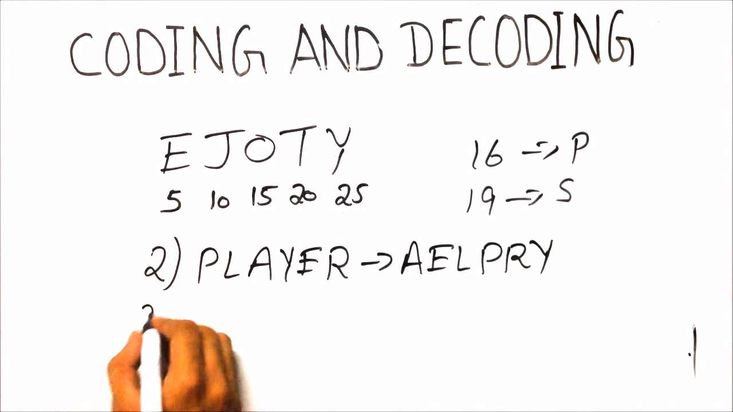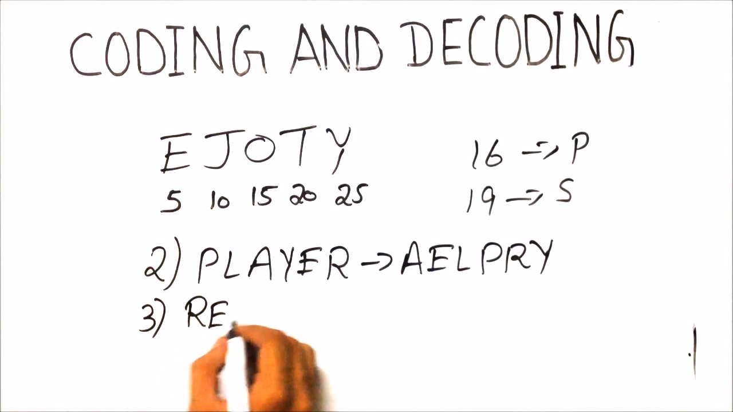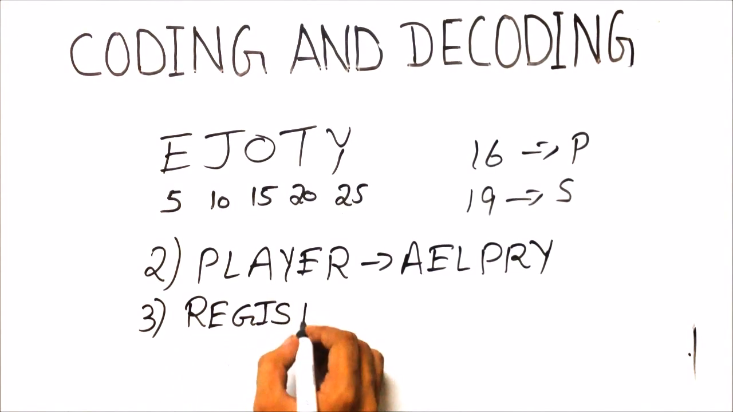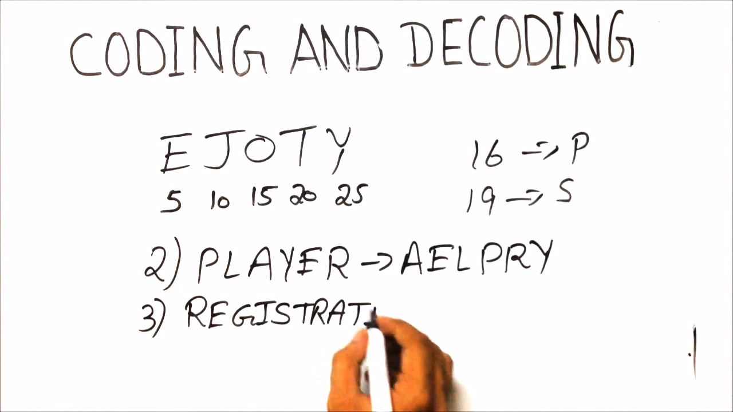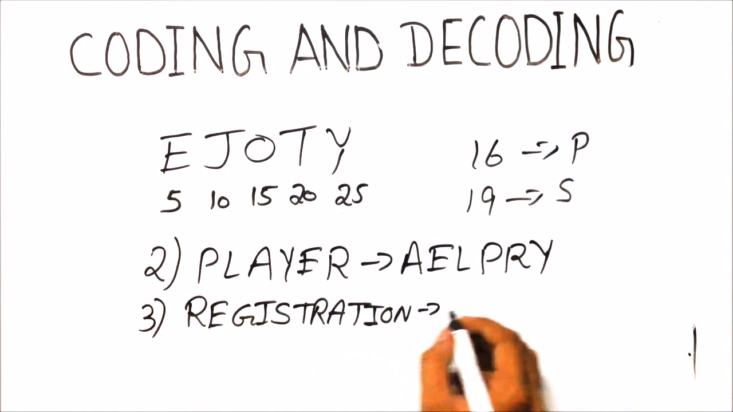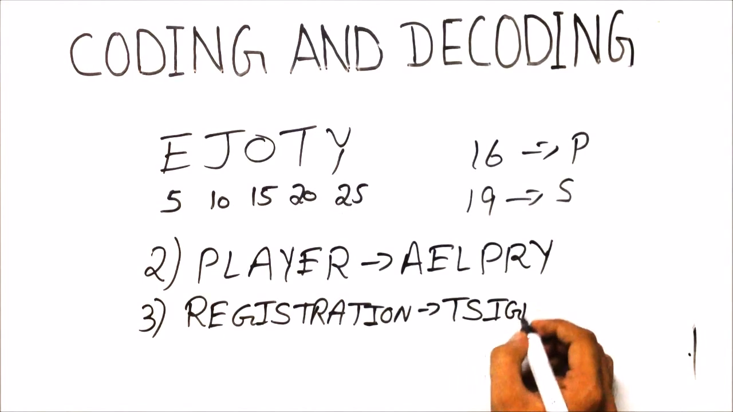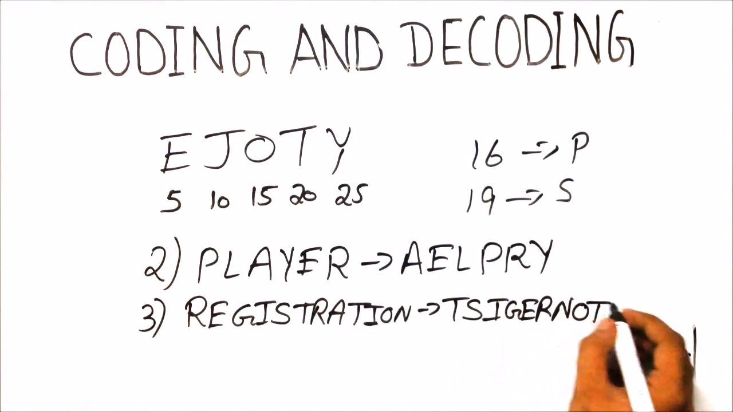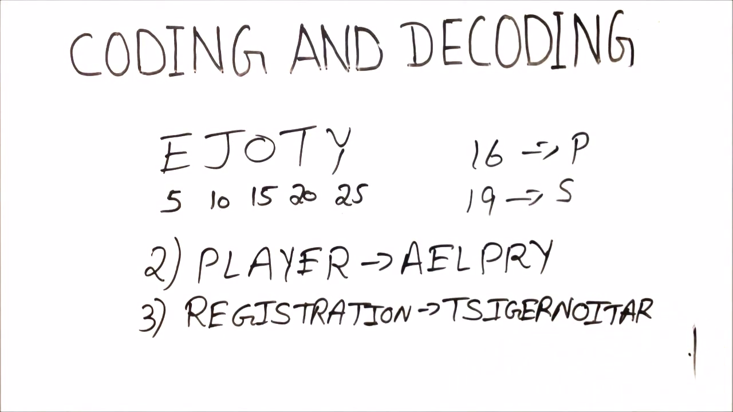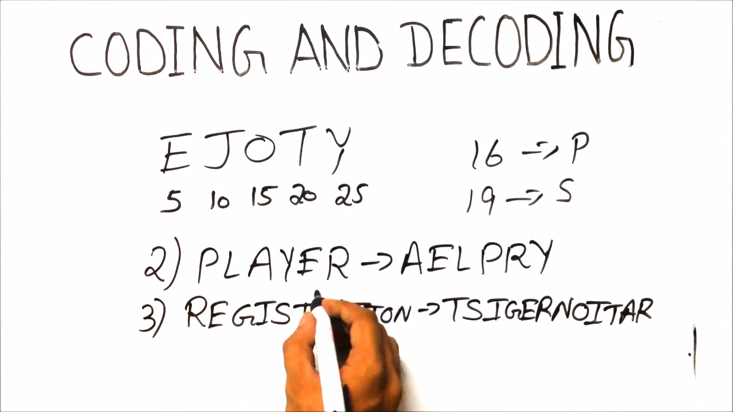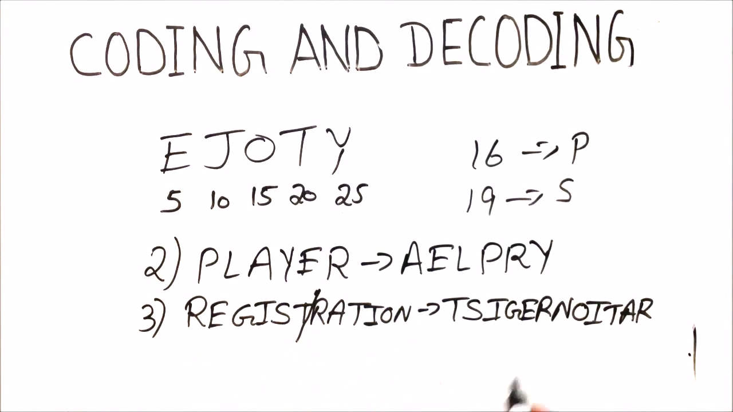Now the third question will be if the word is REGISTRATION, and the code for the word REGISTRATION is TSIGERNOITAR. Now here you could easily see we are using the same letters that we had used in the word registration. Now what we have done is we have split this registration word into 2 halves. One is REGIST and the other is RATION. You could see this is the REGIST part and this is the RATION part. So here splitting has been done. So now we are done with 3 questions in the repetition pattern.